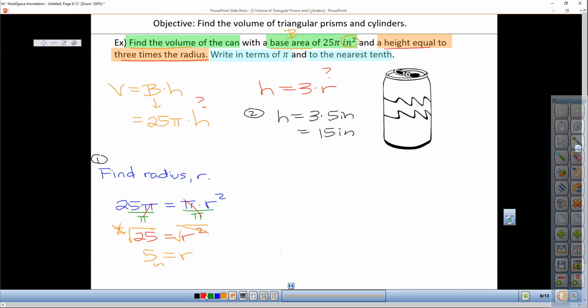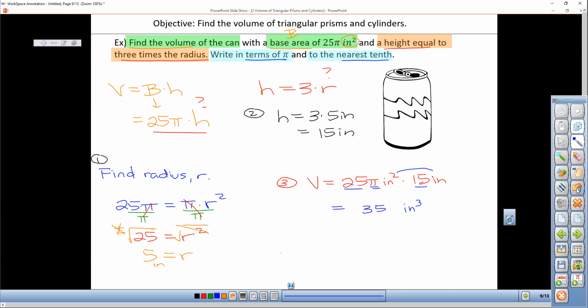And now we can use that volume calculation. We'll just keep that 25 pi, which remember is square inches, times our height, which we now know is 15 inches. And we're going to get inches times inches, which will be inches cubed. And remember, we do want in terms of pi and to the nearest tenth. So right now I'm just going to take 25 times 15 in my calculator. And it gives me 375, which is also times pi. So I get 375 pi inches cubed. Now I'm going to round it.